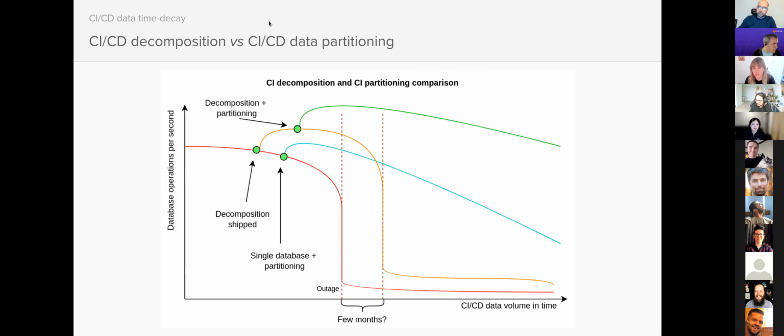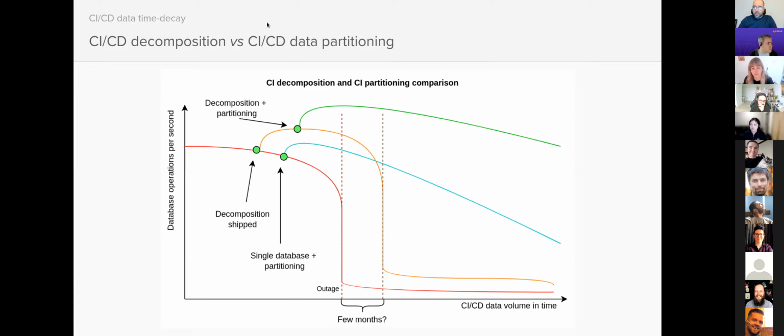Yeah, I have two questions. The first one is: what impacts do we expect from partitioning the CI tables and applying the correct time decay strategy? What do we expect to happen in the application?